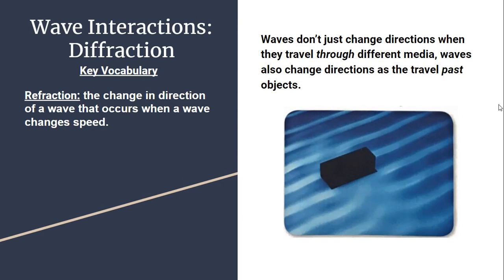Waves don't just change directions when they travel through different media. They can also change directions as they travel past an object. Here you can see some light waves as they are interacting with that rectangular object. You can see that directly behind the object, there's a little area where those light waves are not reaching. But as they move further and further past that object, they start to bend and move and fill in some of that empty space that you can see highlighted here.